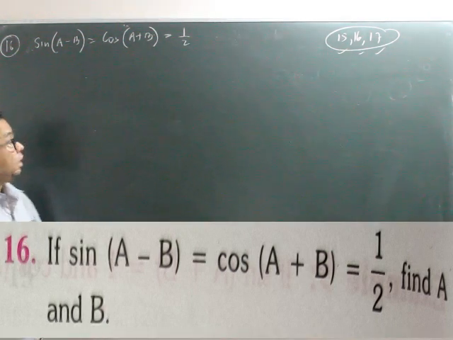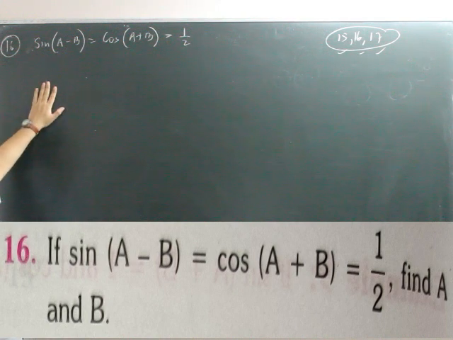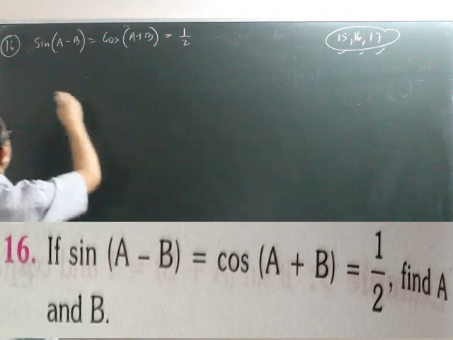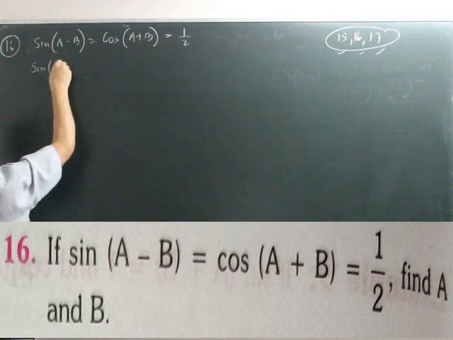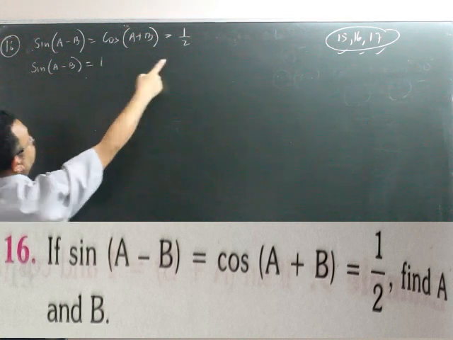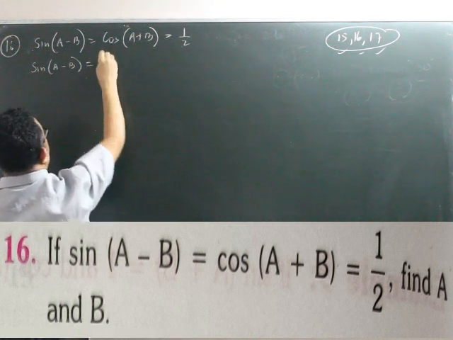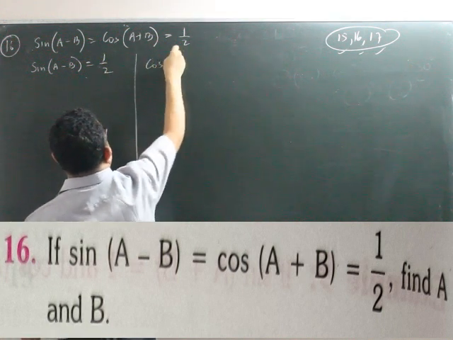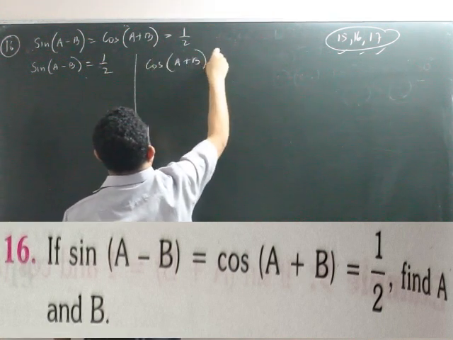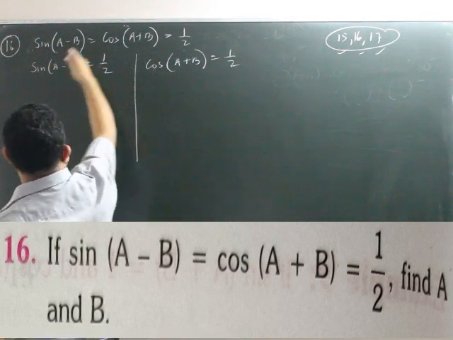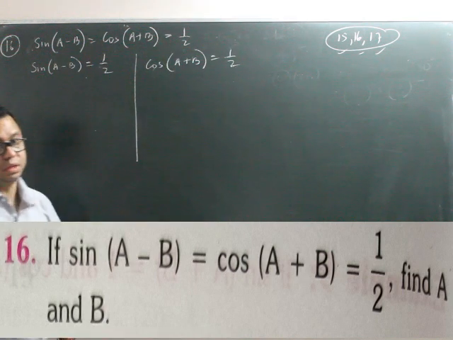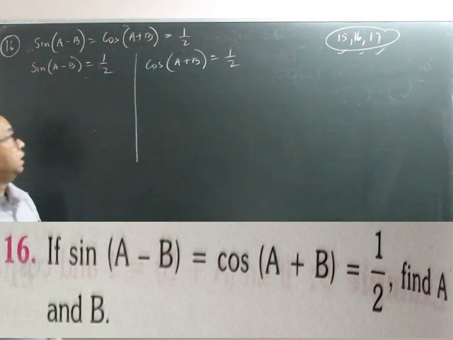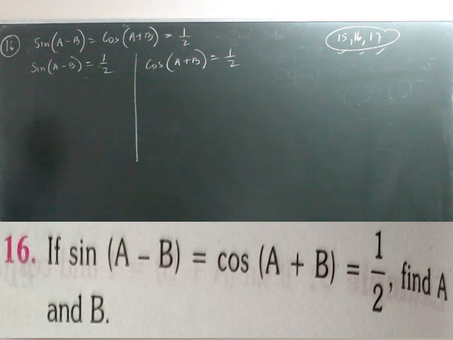Now what I'll do, I'll divide this into 2 parts. The first part I'll write: sine(A minus B) is equal to half. And the second part, I'll take this one: cos(A plus B) is also equal to half. So sine(A minus B) is half, and cos(A plus B) is also half. Then what will we do? Sine(A minus B) is half.